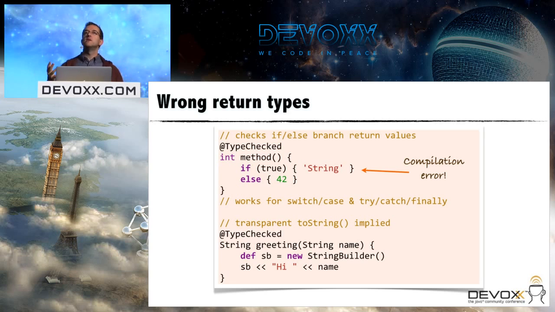So it's just a matter of adding the annotation, but still writing the same kind of code, basically, so that you don't have to change the code. It's just statically typed, but you don't have to change the way you usually write Groovy code.